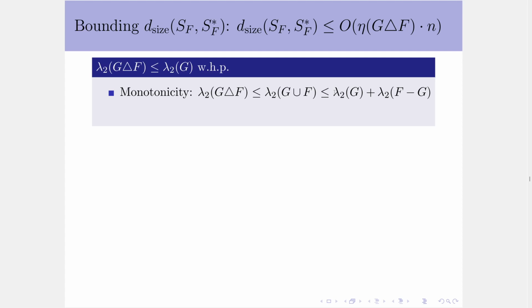And by the fact that lambda 2 can be broken over two subgraphs that are disjoint, we know that this is at most lambda 2 of G plus lambda 2 of F minus G. Now what is F minus G? F is an Erdős-Rényi random graph of probability p, which is p less than log n over 10n. Because this is less than the connectivity threshold for Erdős-Rényi graphs, we know that lambda 2 of F is 0 with high probability. And so that implies that lambda 2 of G delta F is at most lambda 2 of G with high probability.